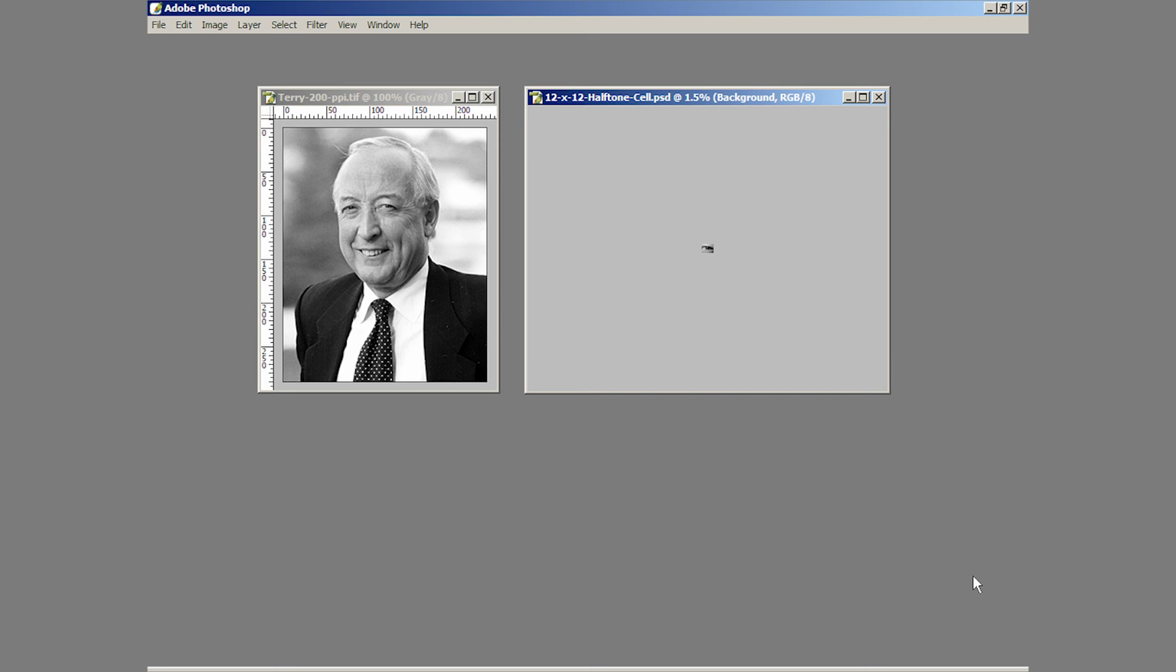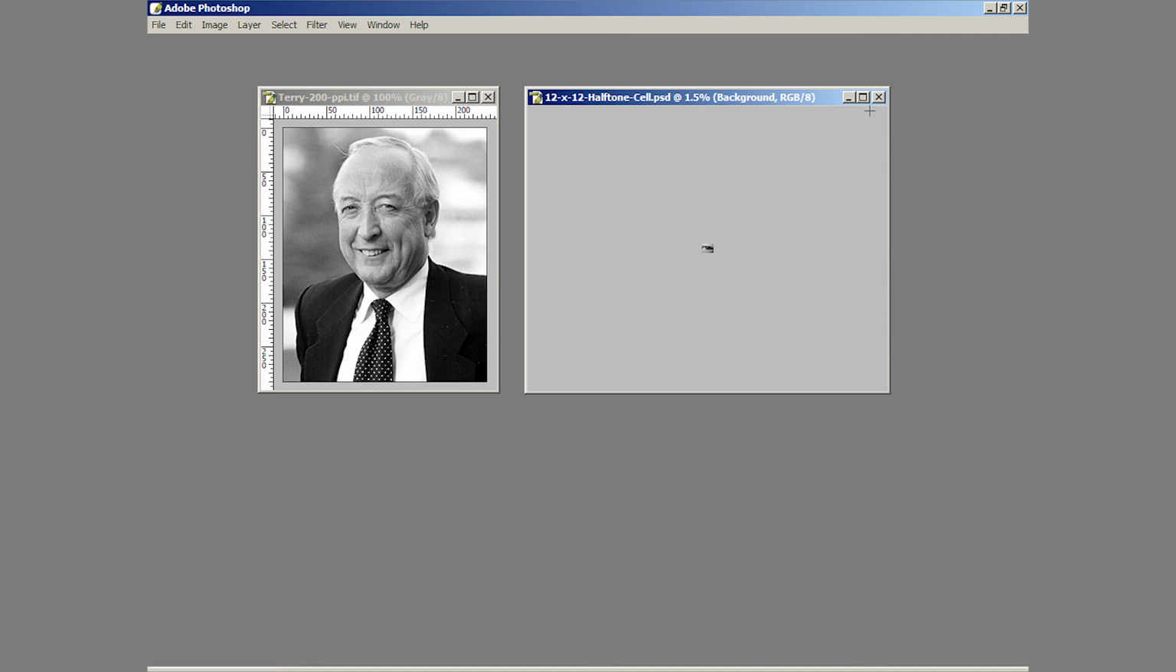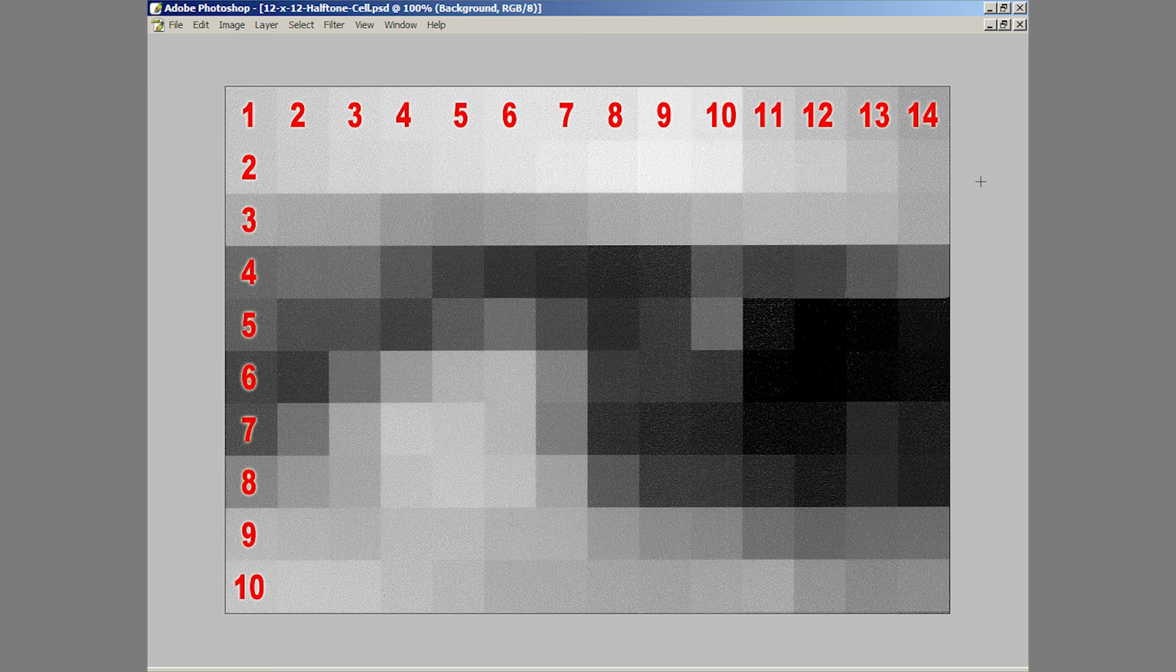How halftone spots are created. Let's explore how halftone spots are created by a laser printer to represent the grayscale pixels we see in our digital image. This is a tiny portion of Terry's photo. We're looking at his left eye. This part of the image measures only 14 pixels across and 10 pixels tall, for a total of 140 pixels. The entire image contains 68,440 pixels. I'm going to enlarge this piece 6,000% so we can see each pixel in extreme detail. Here it is. Count them! 14 pixels across and 10 pixels tall.